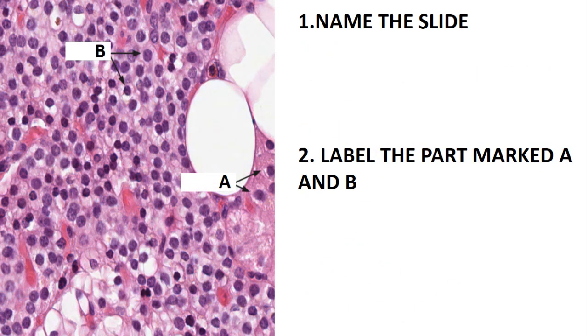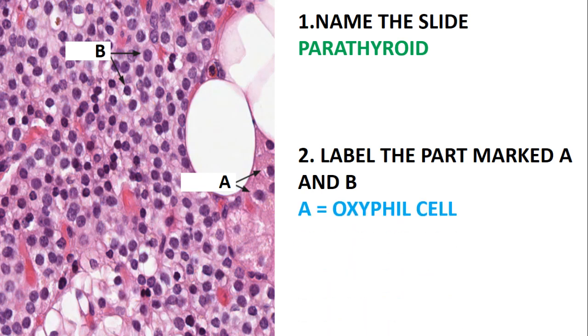Okay, name the slide. If you look at this slide, this is just the parathyroid gland. Label the parts marked A and B. There are two important cells that you need to consider when you talk about the parathyroid. One is the oxyphil cells, and two is the chief cells.